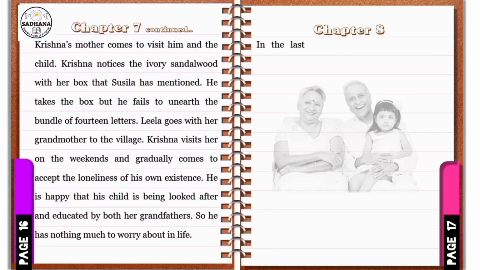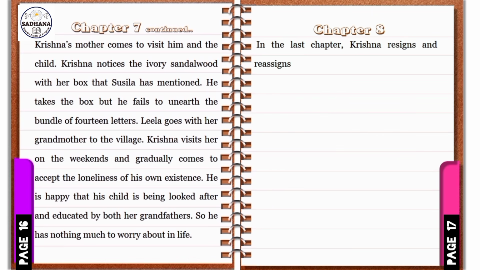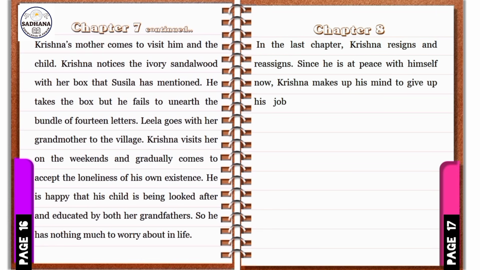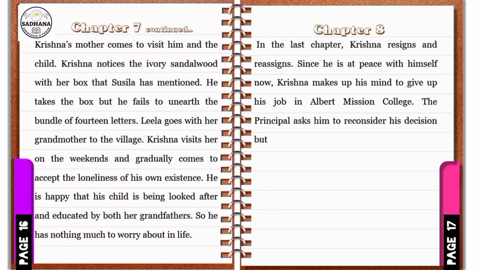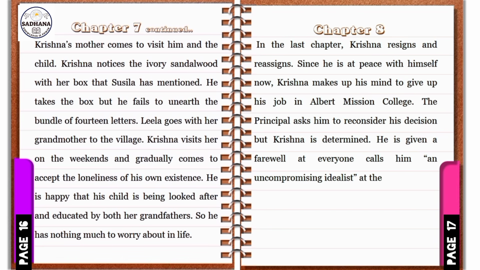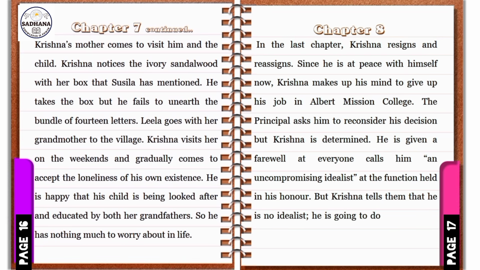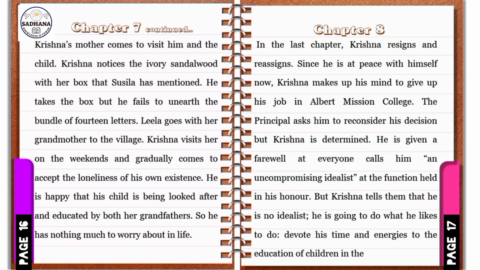Chapter 8. In the last chapter, Krishna resigns and reassigns. Since he is at peace with himself now, Krishna makes up his mind to give up his job in Albert Mission College. The principal asks him to reconsider his decision, but Krishna is determined. He is given a farewell, where everyone calls him an uncompromising idealist at the function held in his honor. But Krishna tells them that he is no idealist, he is going to do what he likes to do, devote his time and energies to the education of children in the HM school.